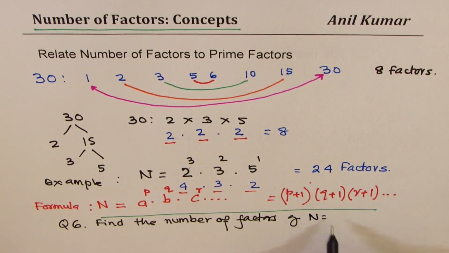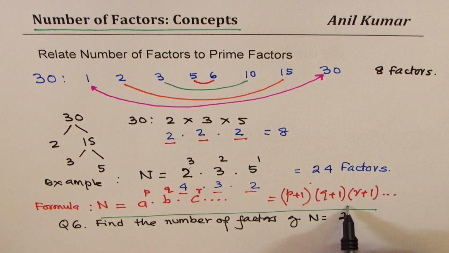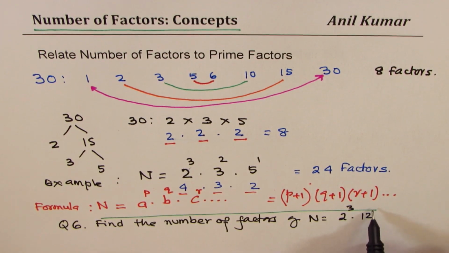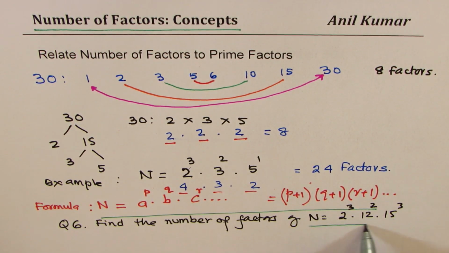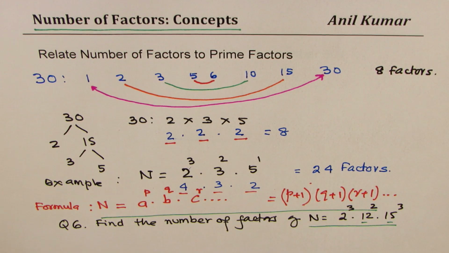of this number, which I'm writing here as 2 to the power of 3 times 12 to the power of 2 and 15 to the power of 3. So you have to find the total number of factors for this number, which could be written as a product of these numbers. You're getting my idea, right? Note that 12 and 15 are not prime numbers, okay? So that's kind of a trick question. So pause the video here, do this exercise, and then we'll open up all the test questions for you.